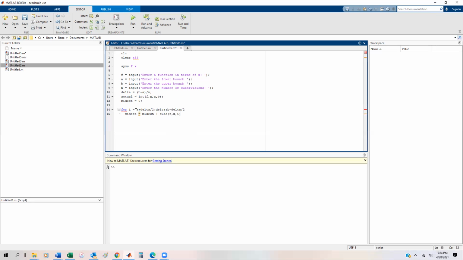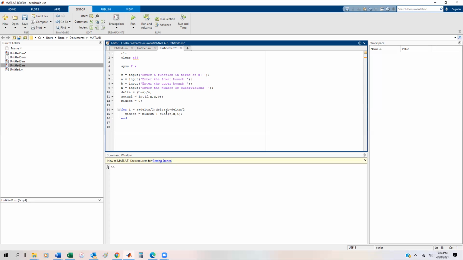Right? And so think about this. We're starting at the midpoint, a plus delta over 2, because delta is the change, but you only want to go half that way up from a. So that's what this is. And then we just keep going up by 1 or 2 or 3. And then this gives us the mid-estimate. And then we're going to end. And this is literally all we have to do to be able to get the midpoint sum.